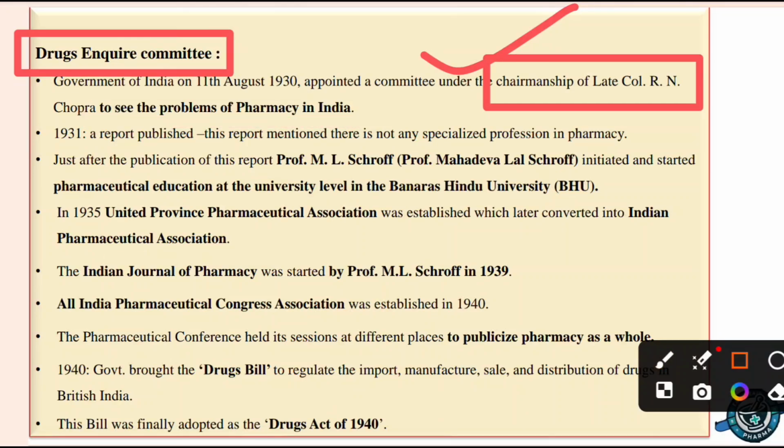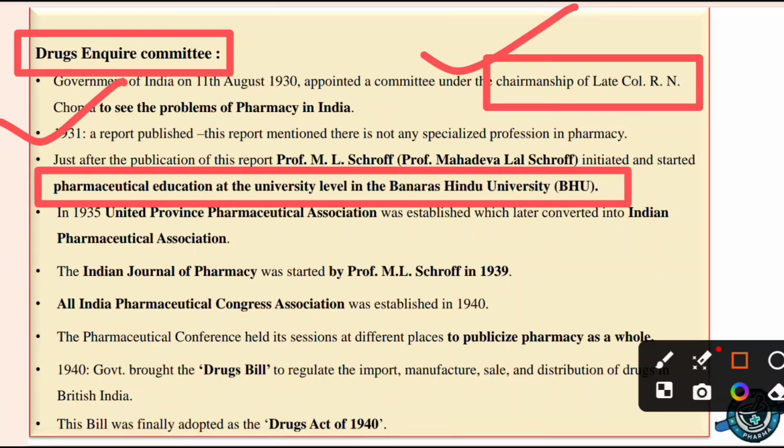After that, in 1931, a report was published, and this report clearly mentioned that there is no specialization profession in pharmacy. Just after the publication of this report, a person initiated and started the first pharmaceutical education at the university level in Banaras Hindu University. So who is this person? This person's name is Professor Mahadev Lal Schroff.